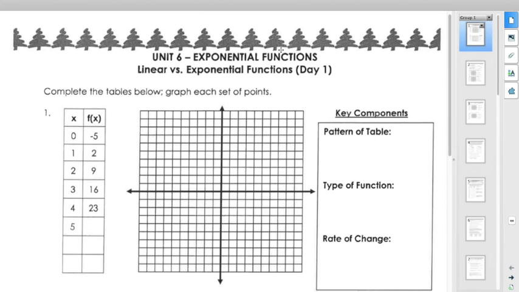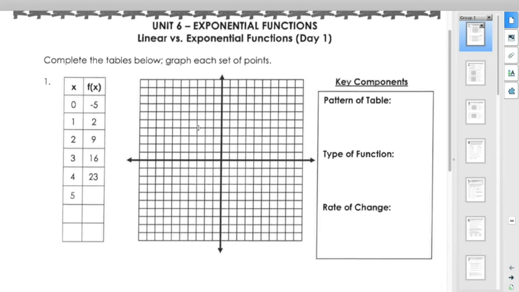There's three types of functions typically that we have: linear, exponential, and quadratic. So this unit is going to be about exponential functions. Day one, what is the difference between linear and exponential functions? Well, let's go ahead and fill out this table of values.